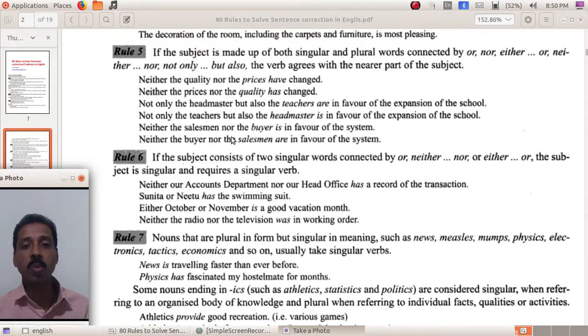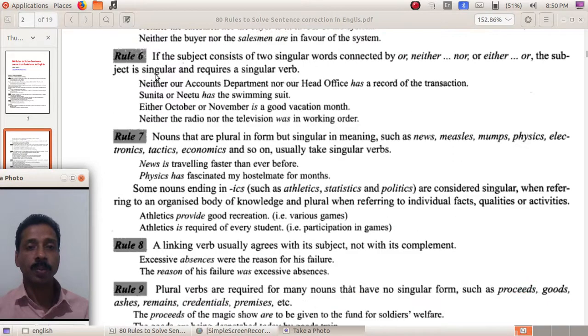Neither the salesman nor the buyer is in favor of the system. So the second subject, the second noun, buyer, is singular, so is. The next one, salesman plural, so a plural verb is used. So keep in mind these words that we use to connect nouns.